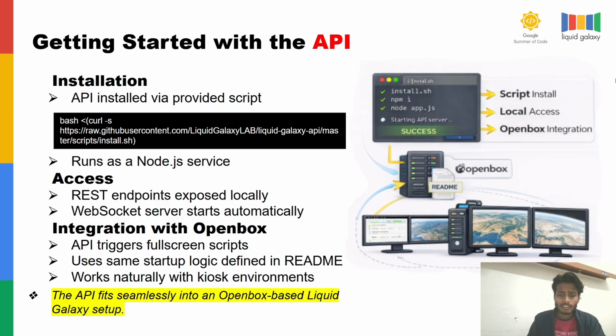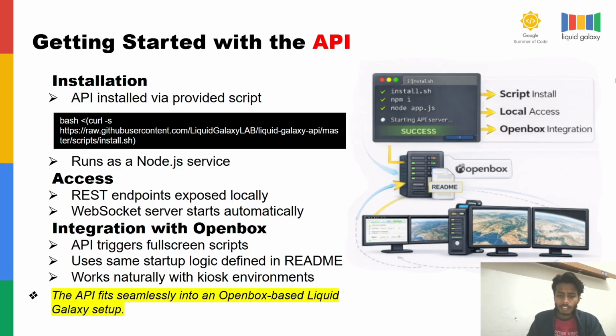In terms of access, the REST endpoints are exposed locally, so you can test and use them directly from the master node or from trusted clients on the same network. At the same time, the WebSocket server starts automatically such that there's no extra setup required. So the moment the API is running, real-time communication is already available.